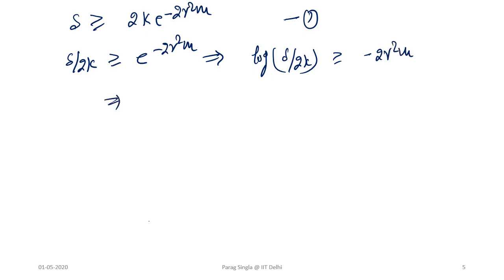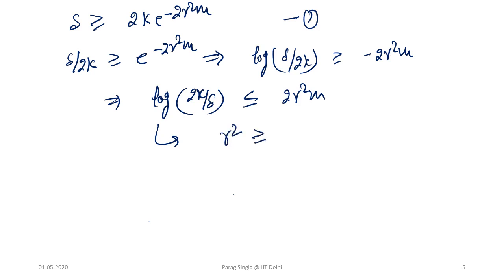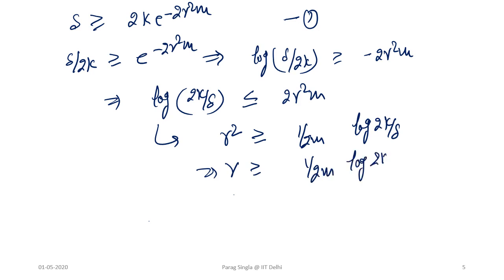And then I can negate both sides, so log of 2k over delta, and then reverse the inequality sign. So this will be 2 gamma square m. Now, this gives rise to two different expressions. One will be in terms of gamma square, so we get gamma square is greater than or equal to 1 by 2m log of 2k over delta, which means that gamma is greater than or equal to the square root of 1 by 2m log of 2k over delta.